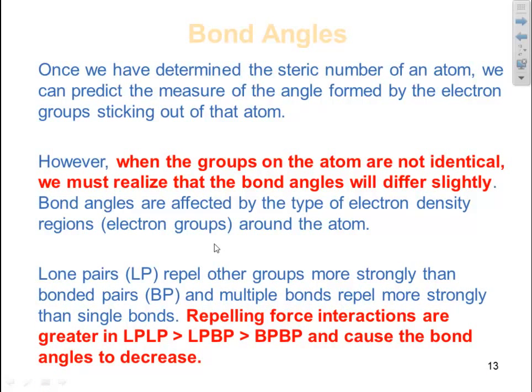Lone pairs repel other groups more strongly than bonded pairs, and multiple bonds repel more strongly than single bonds. So repulsive force interactions are greater in lone pairs. If you've got a couple of lone pairs, they're going to repel the bonded pairs more and make that bond angle smaller. A lone pair–bonded pair repulsion is going to be less than lone pair–lone pair, but greater than bonded pair–bonded pair. So depending on the arrangement, that can cause those bond angles to decrease.